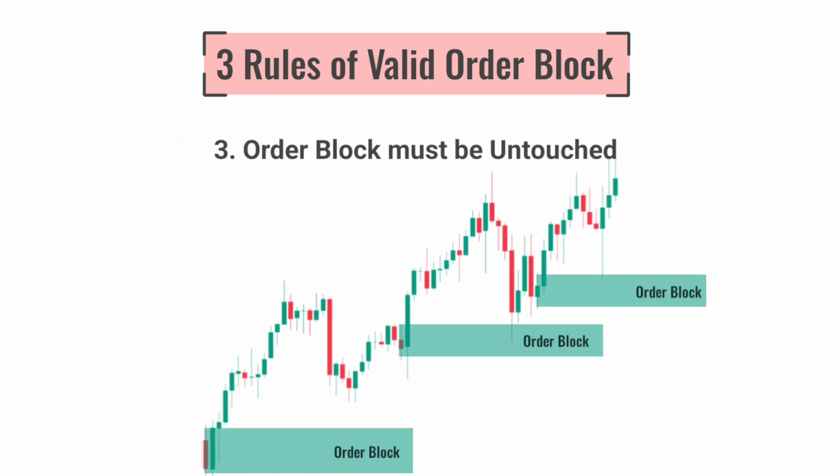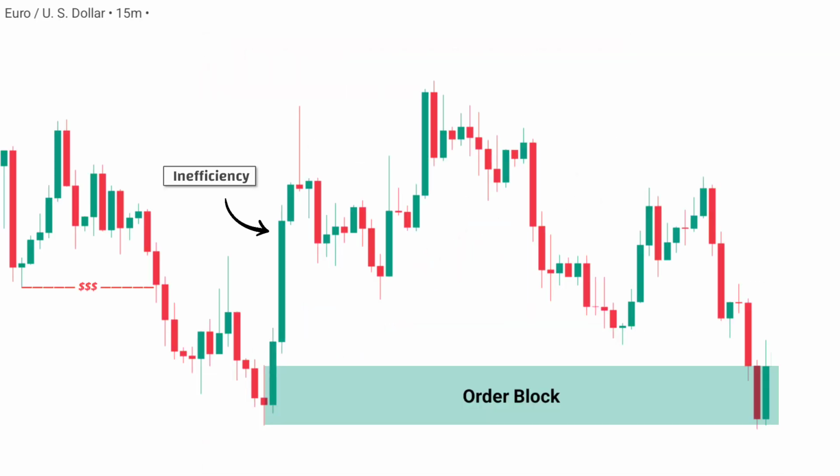Third, the order block must be untouched. Order blocks are single-use zones, and only the first return provides a valid trading opportunity. Once a valid order block is identified, entry is placed at the beginning of the zone. The stop loss is placed at the opposite end of the order block. Take profit is set at twice the stop loss distance. With this risk model, even a win rate in the mid-30% range can maintain break-even performance.